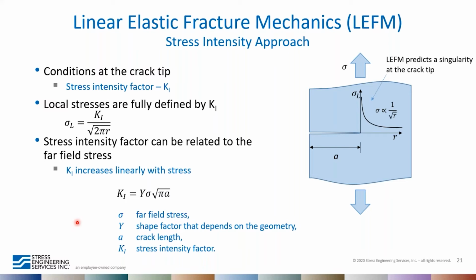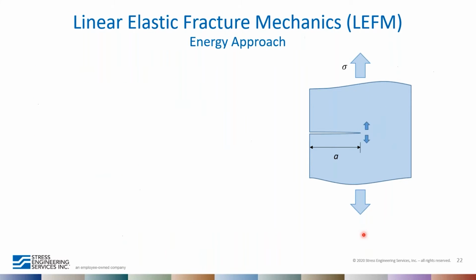Okay, you'll notice from this equation that the K1 varies linearly with the stress. So hence linear elastic fracture mechanics. And in general, when we think about the limit of K1, so how high can we allow K1 to get, it really depends on what the critical K1 is that will cause crack propagation, and this is a material property.